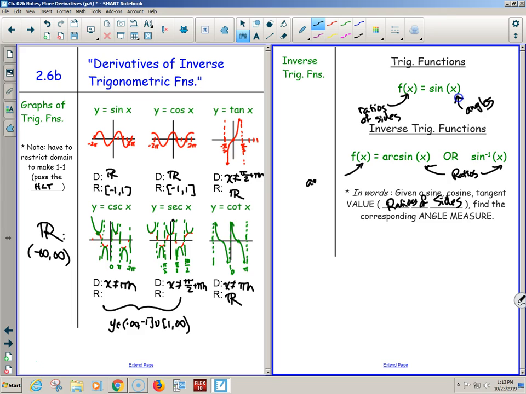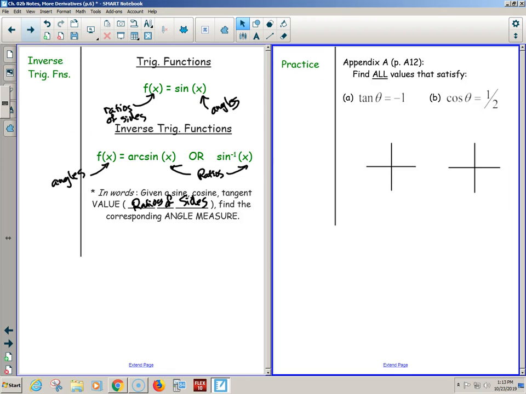Because, I mean, that makes sense. Inverse functions, everything's backwards, right? So plug in ratios, get out angles, whereas normal trig says, give me angles, I'll give you ratios. And by ratios, I mean like SOH CAH TOA, right?